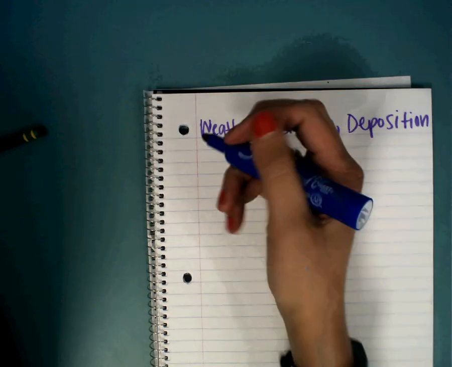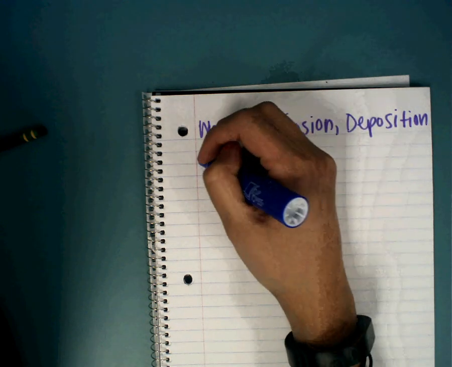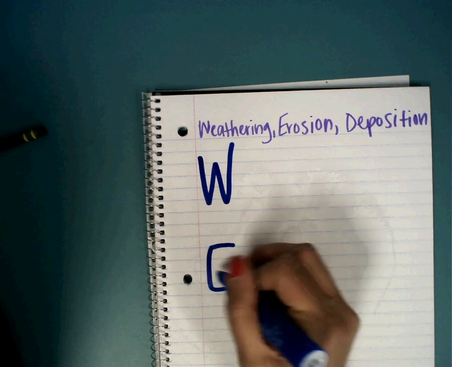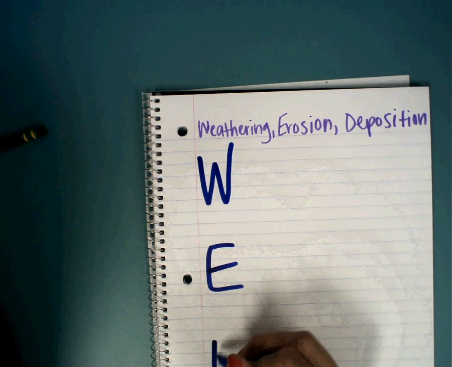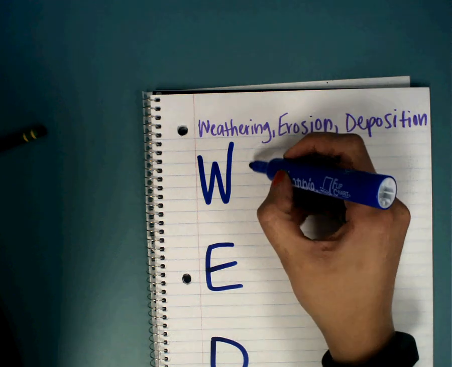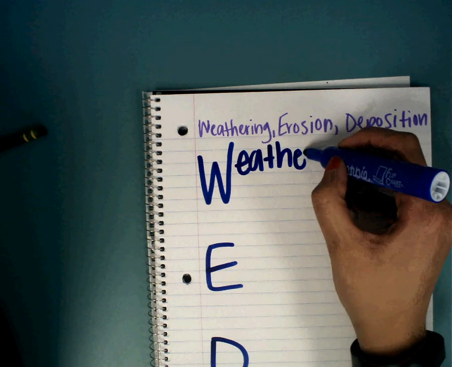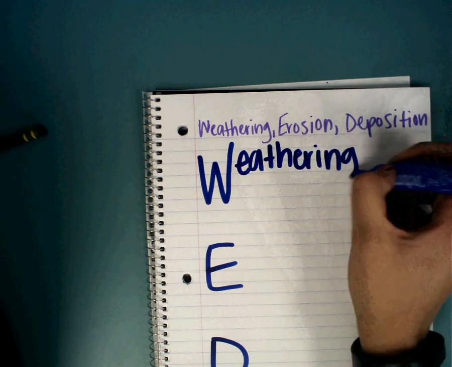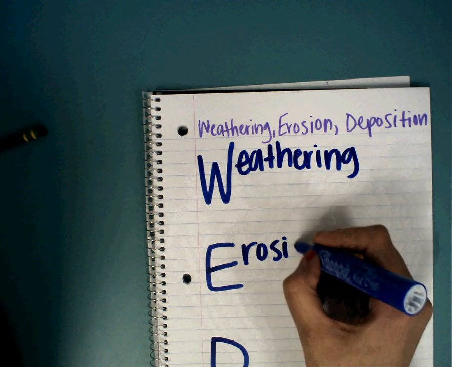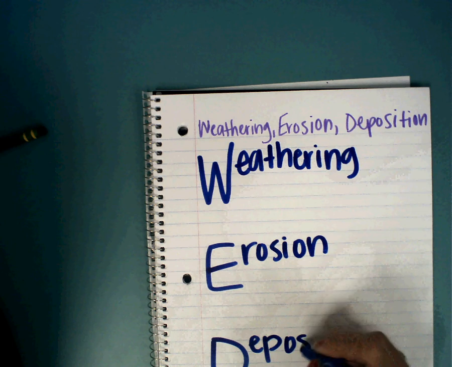Okay, so we're going to put W and then E and then D. W stands for weathering. Erosion is what E stands for. Deposition is what D stands for.